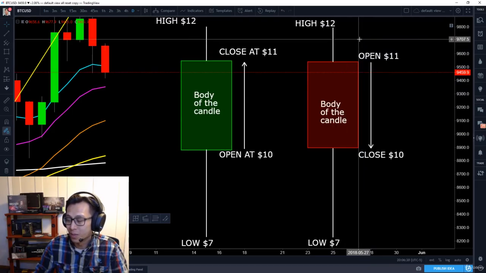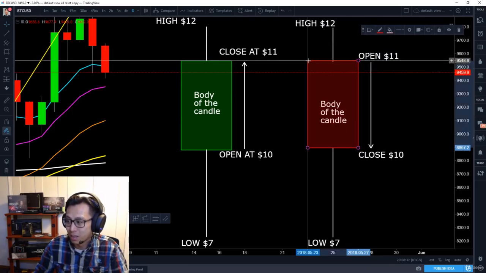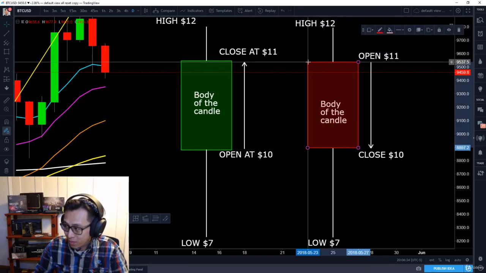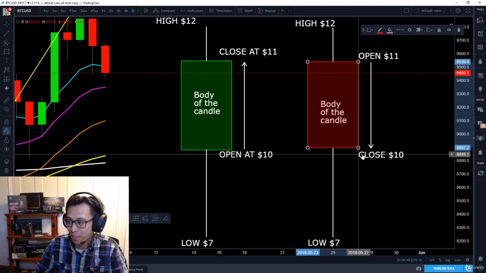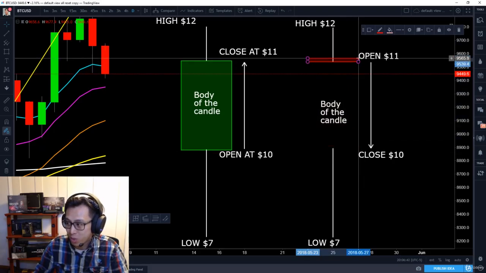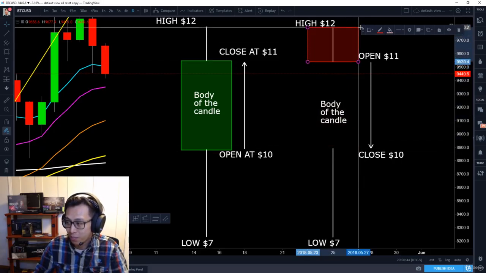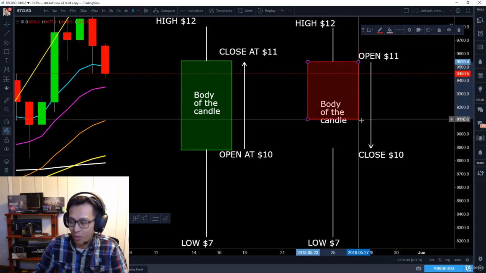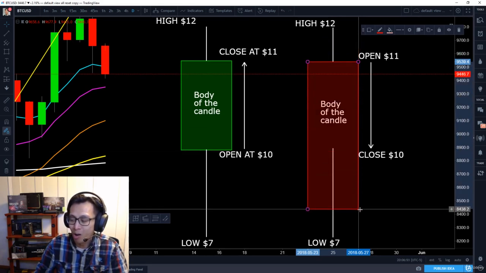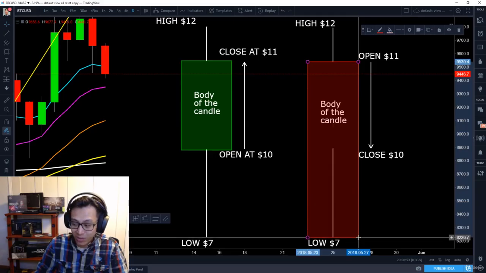The first thing that could have happened is that it pushed all the way back up, like we were talking about. The Bulls actually pushed all the way up here first, where this was green at first. But the Bears ended up defending and they pushed it all the way down to $7.